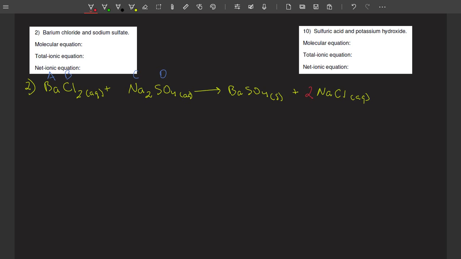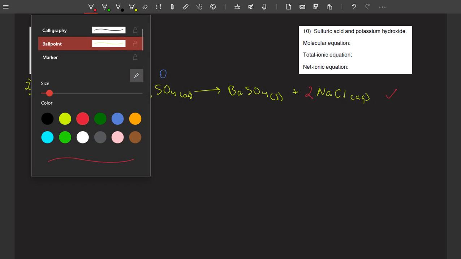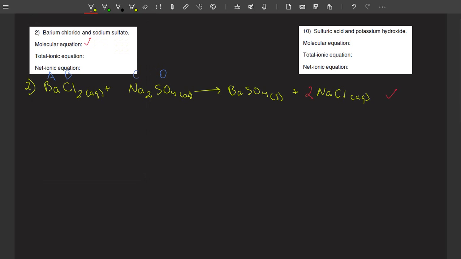What's left is sulfate. Sulfate's right here, one of each. It's balanced. So this is now the answer to the first part. Our molecular equation is now complete. Next, total ionic equation. Now this can get a bit messy. Let's do that. So this is our molecular equation.